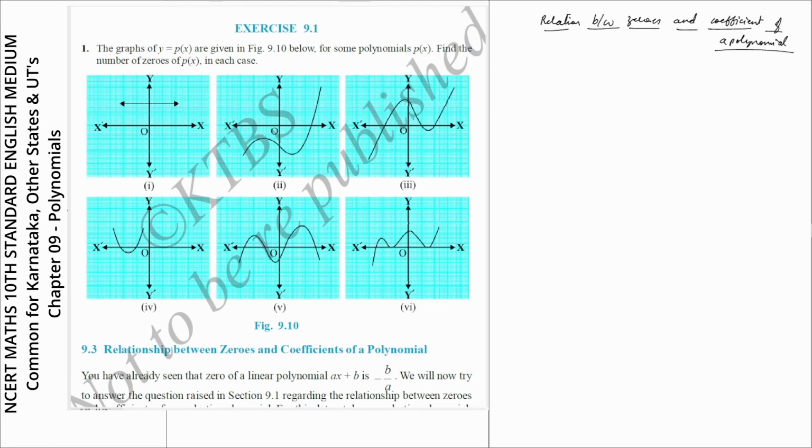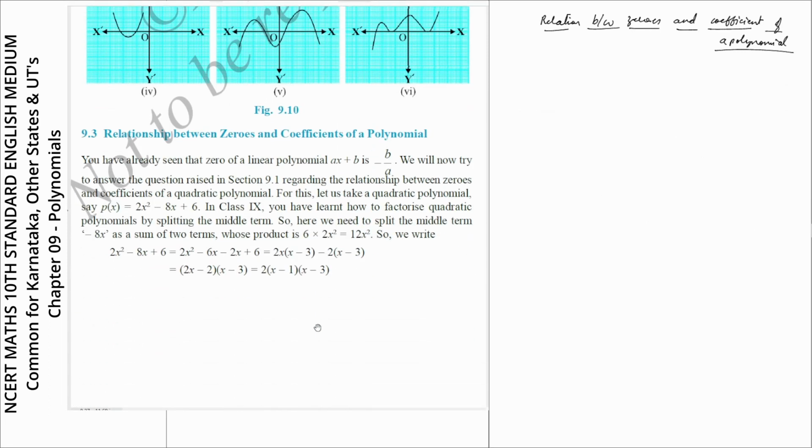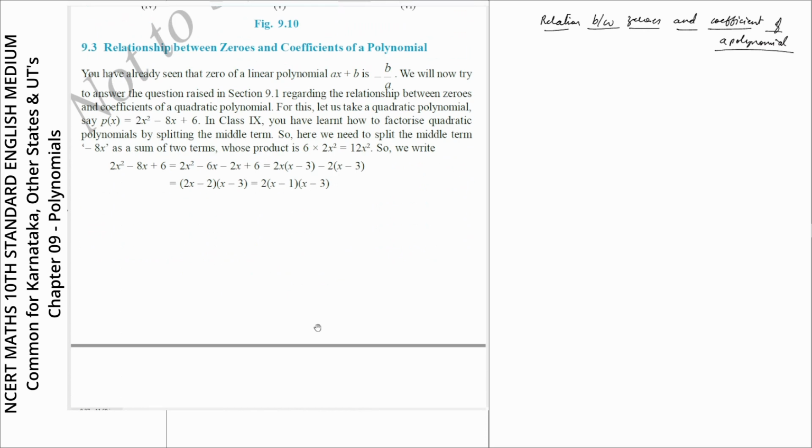The next topic in this chapter is the relation between zeros and coefficients of a polynomial. So you know the linear polynomial is given as p of x is equal to ax plus b. Now what are the zeros of this linear polynomial?